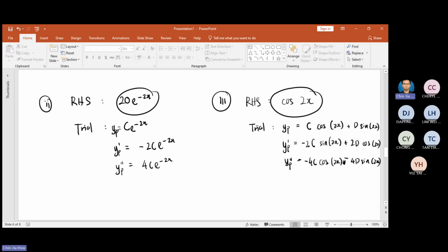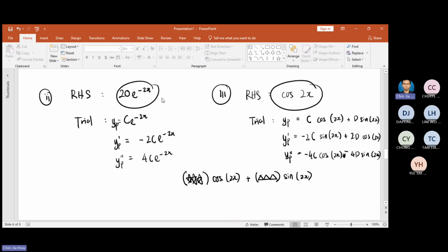Right, then when doing comparison, after you substitute these expressions into your second order ODE on the left hand side with the y terms there, you get a long one. So you need to gather the terms so that it is something cos 2x plus some other things sin 2x. You must be able to gather the terms and group them in such a way.